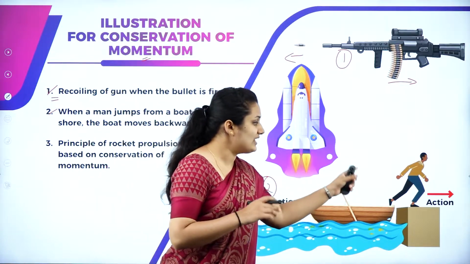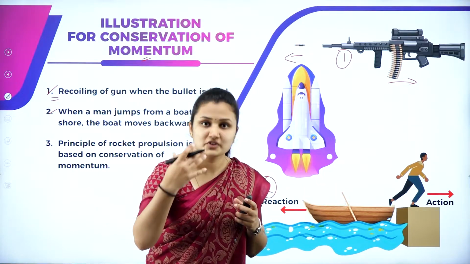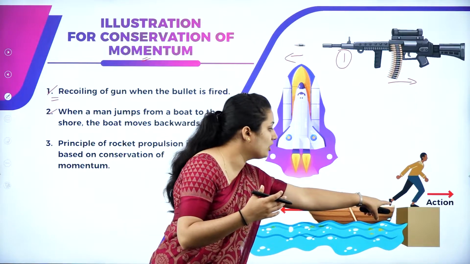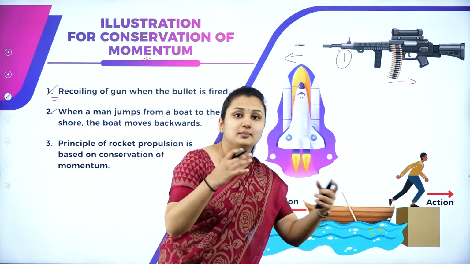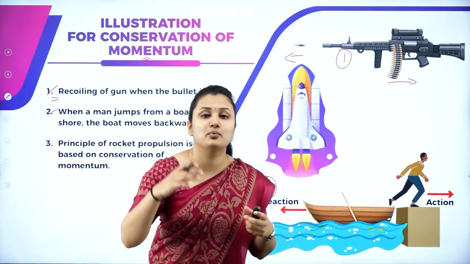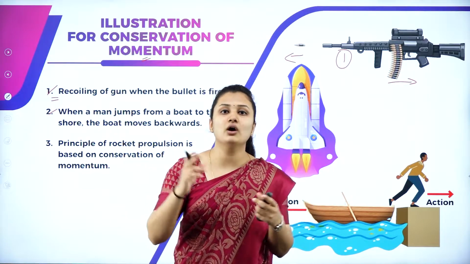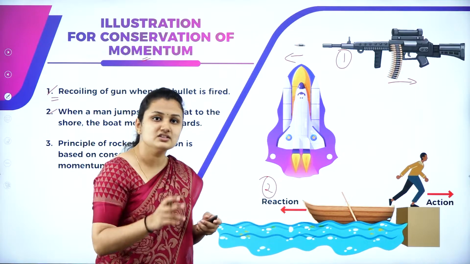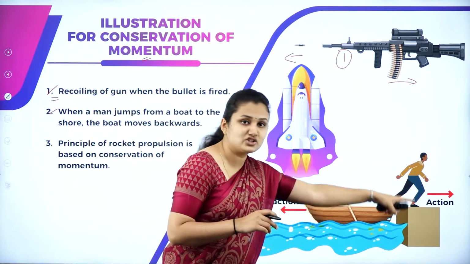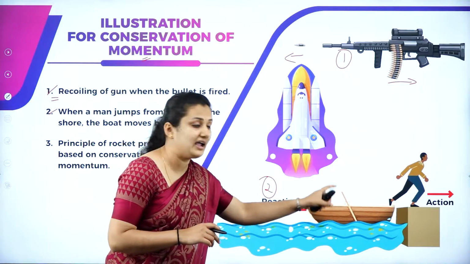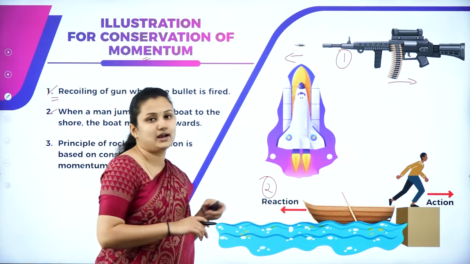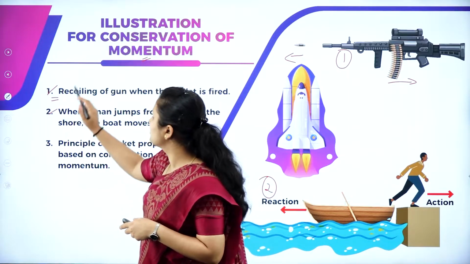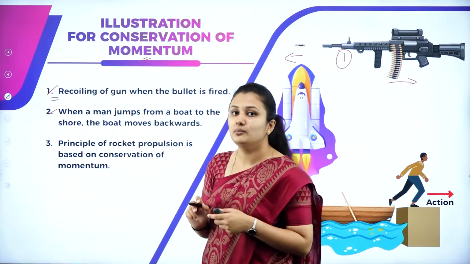So when a man jumps from the boat to shore, what happens? The boat will move backward. Why? Because before the man jumps, the boat is at rest, so the total momentum will be 0. When the boy starts to jump, the boat will acquire equal and opposite momentum, so it will move backward. So that is the second illustration for conservation of momentum.